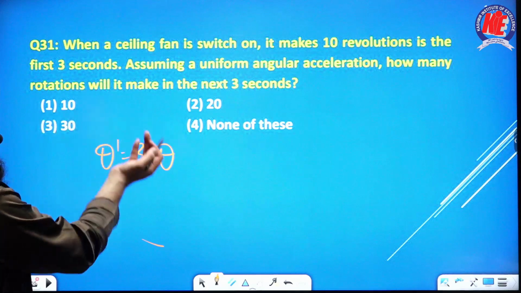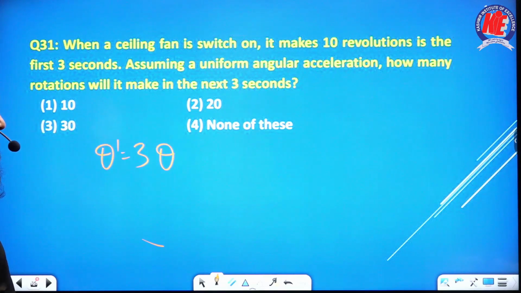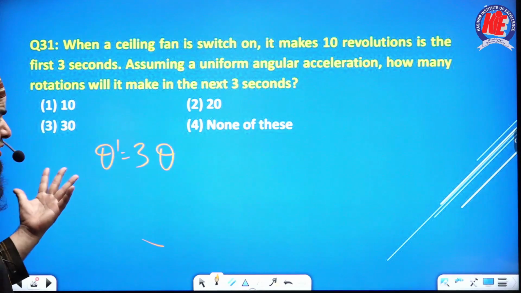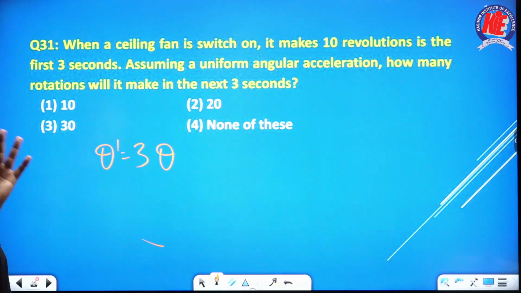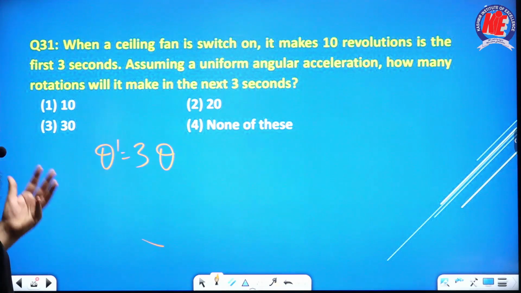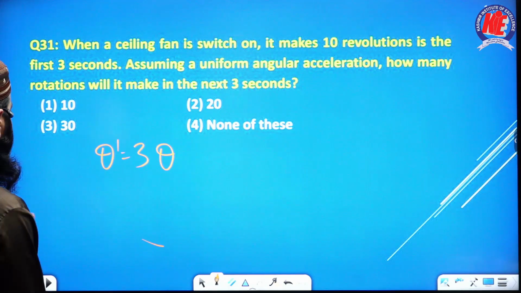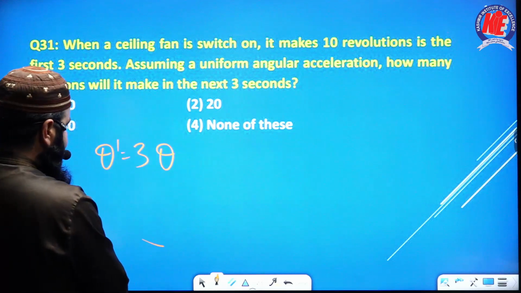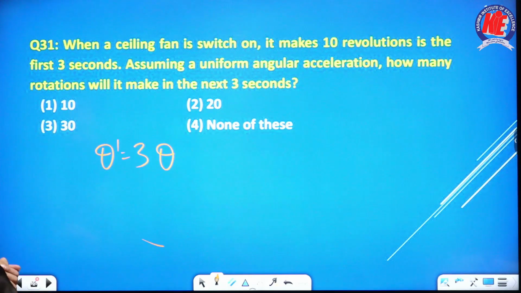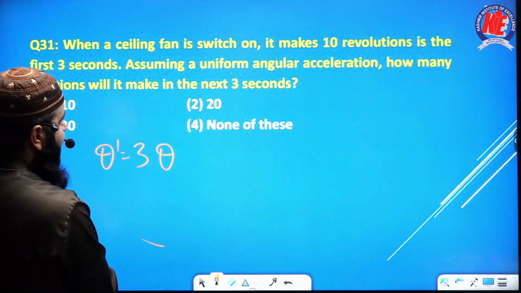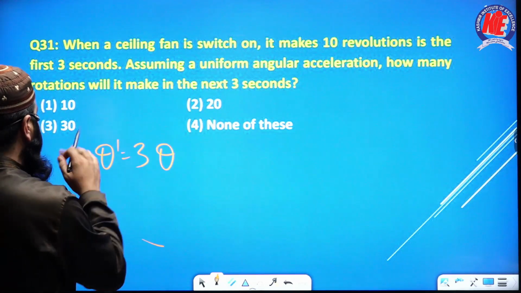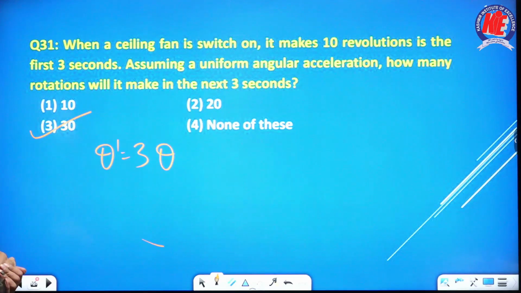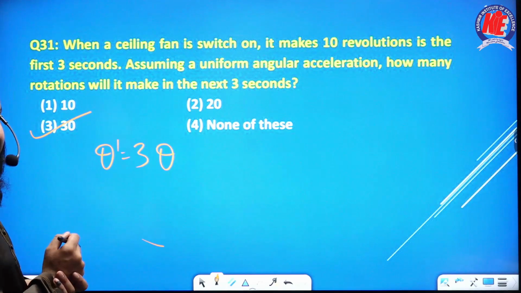And अगर यहाँ पे बेटा मैंने बात की in terms of angular displacement, तो जो number of revolutions है they will also be related, they will also show same relation. So I'll say when the theta dash is 3 theta, accordingly the revolutions अगर 10 थे बेटा पहले 3 सेकेंड में, तो नेक्स्ट में आपके बेटा 30 होंगे. That's going to be your answer. You can take care of this question in detail as well.